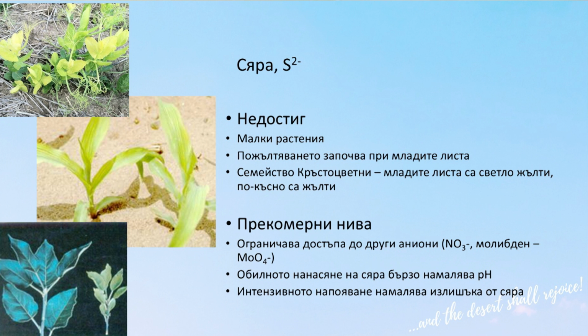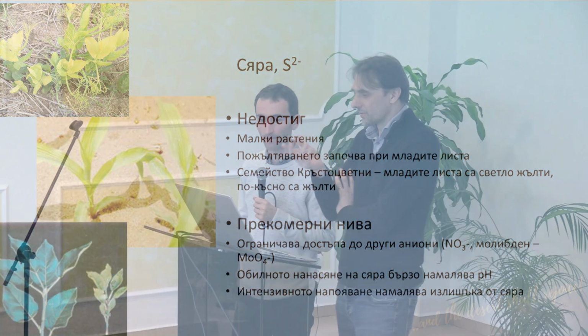And then they become yellow. If you have an excess, too much of it, it limits access to other anions, for example nitrogen in the form of nitrate, molybdenum. And then you can observe deficiency of those. When you do several applications, it can drop the pH level very low, making the soil more acidic.